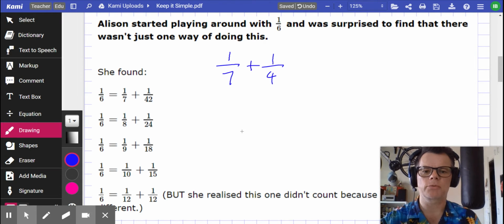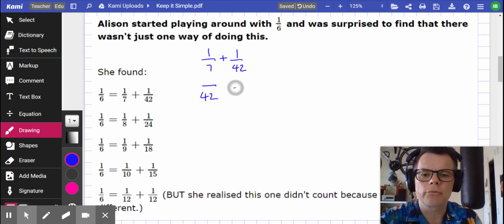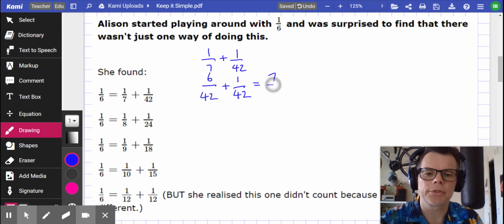Okay, so 1/7 plus 1/42. I'm going to draw this a little smaller, I think. 1/7 plus 1/42. Let's use a common denominator. You probably worked out you can just use 42 as the denominator, because 42 is in the 7 times table. It's a multiple of 7. 6 sevens are 42, aren't they? So that's 6/42 plus 1/42 is 7/42, which is 1/6.